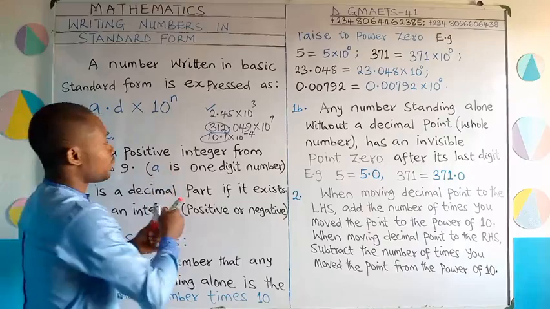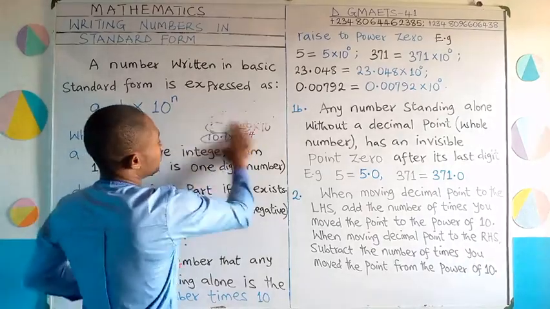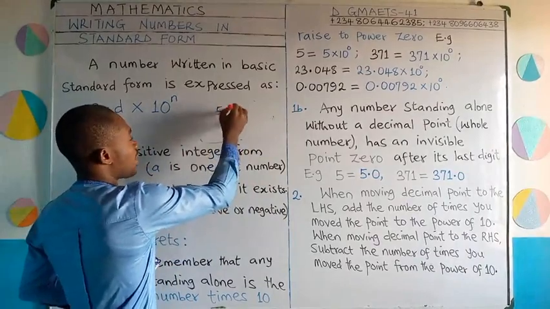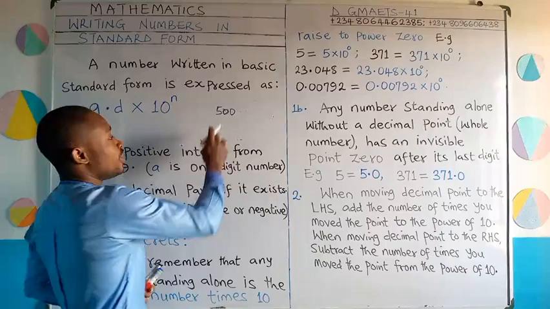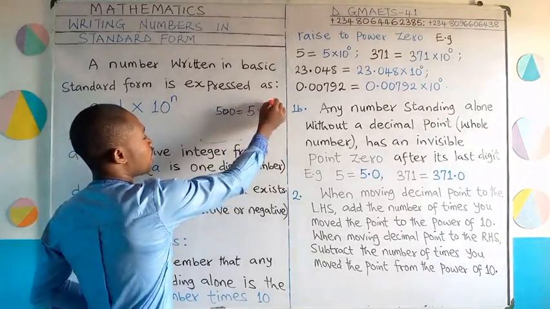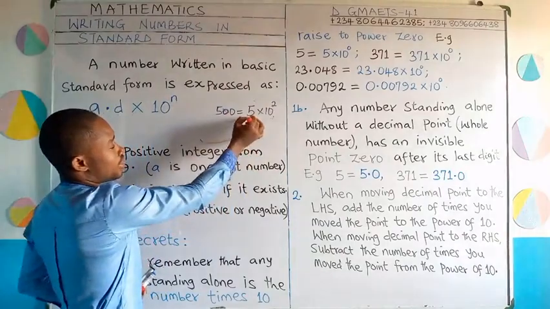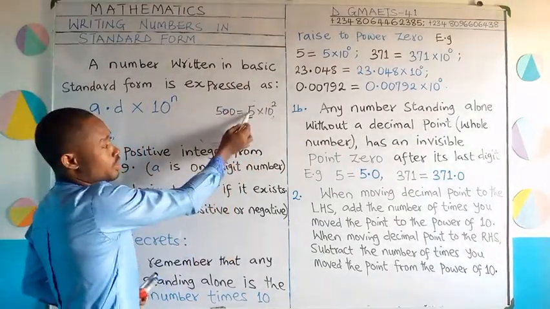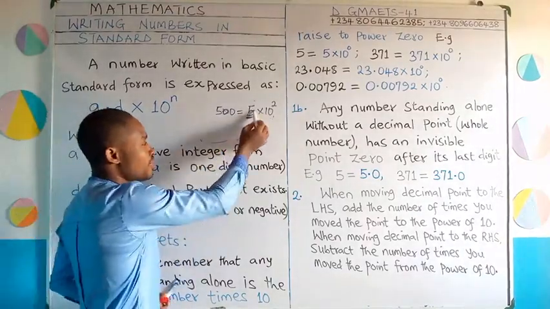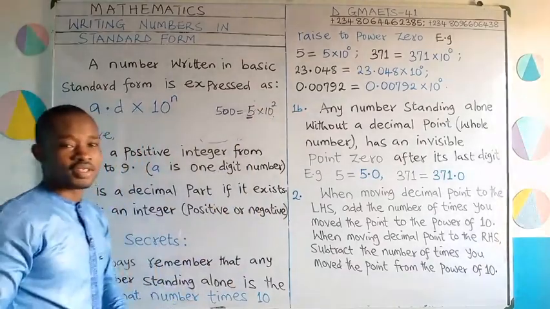Let us look at this example. Say that I give you 500 to write in standard form. In standard form, this 500 is equal to 5 times 10 raised to the power 2. Now this is our A, the whole number. There is no decimal point. It simply means that no decimal digit is there.